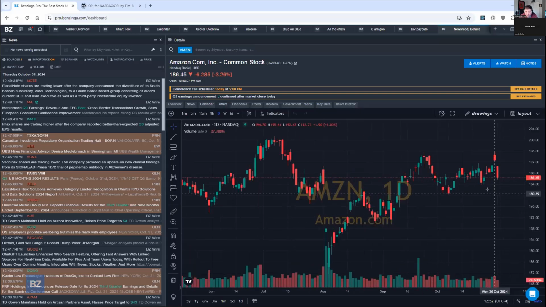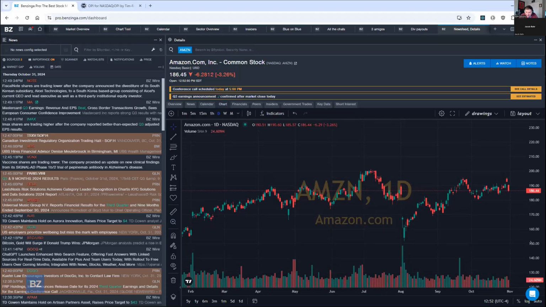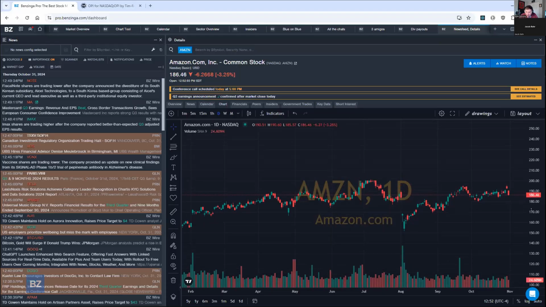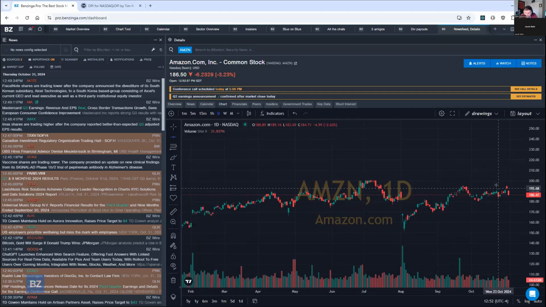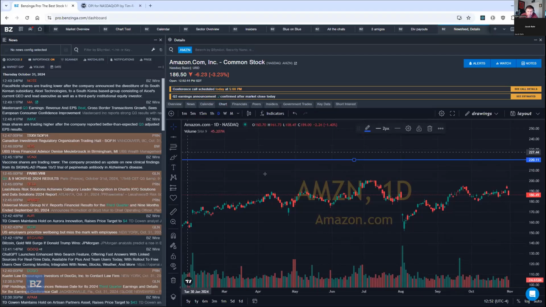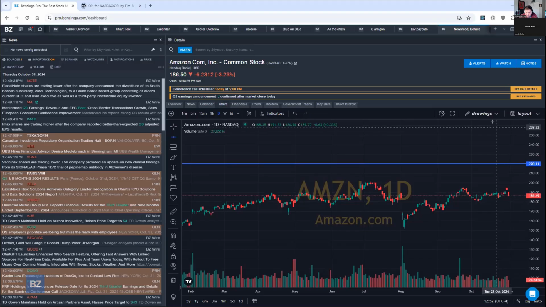All right, so here's our daily chart. I'm going to go ahead and do some marking off on this chart. I'm basically going to take some of the drawing tools that are here, and I'm going to draw some of these levels. So we talked about 220. I'm just going to draw a line there, and we also talked about 260.